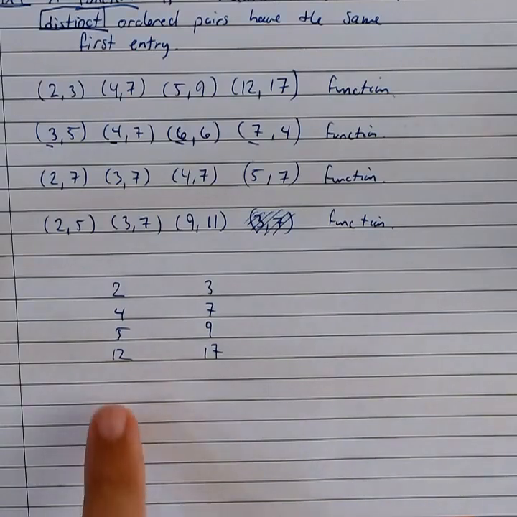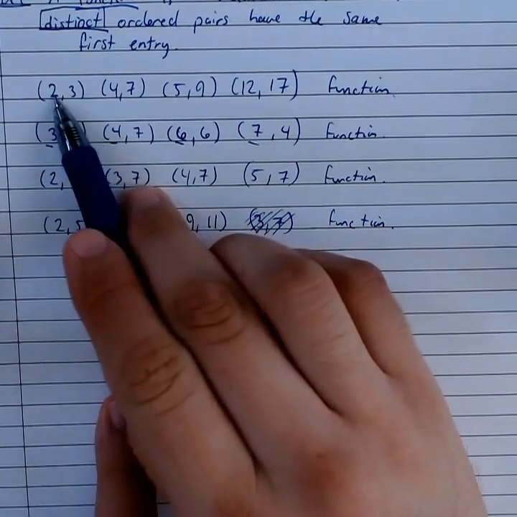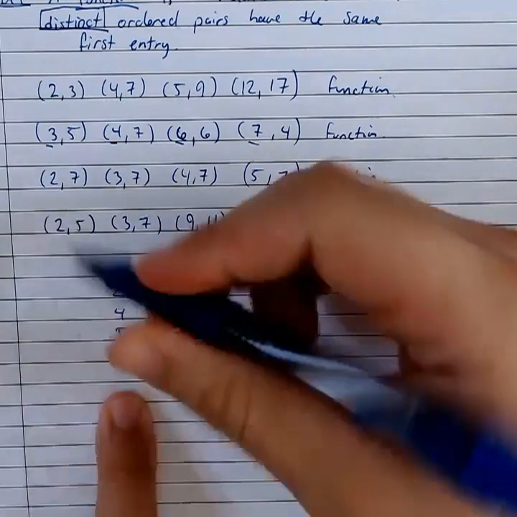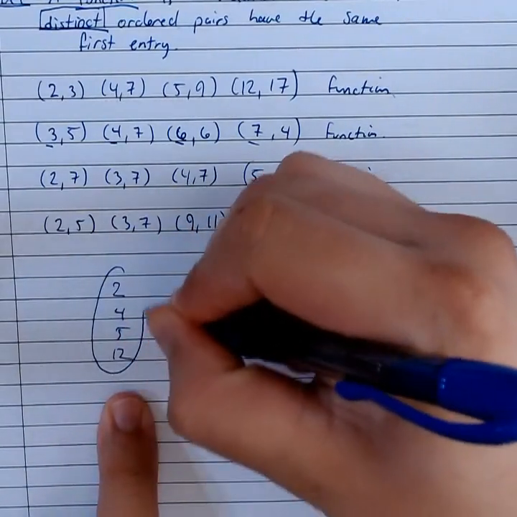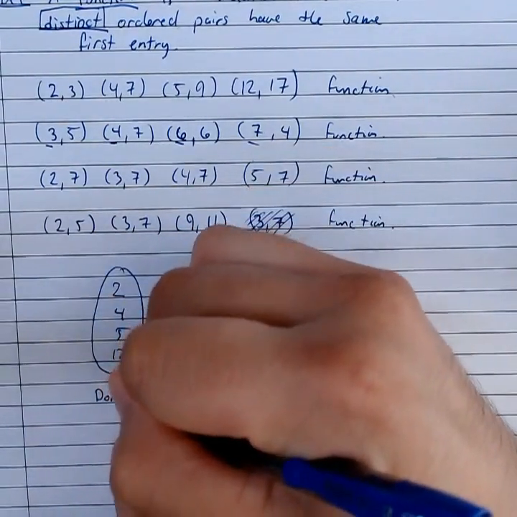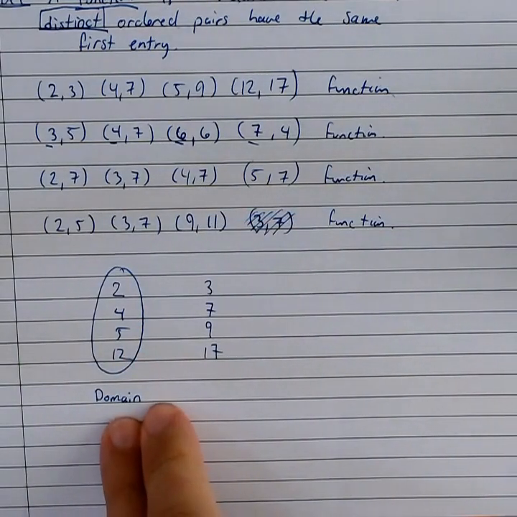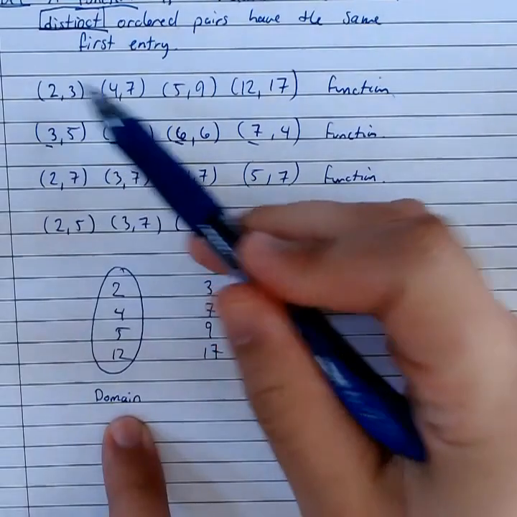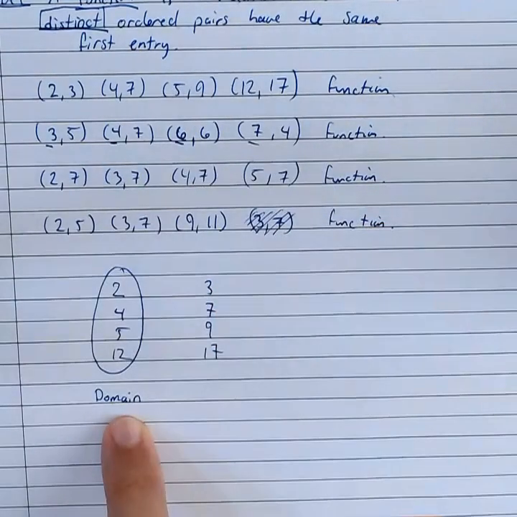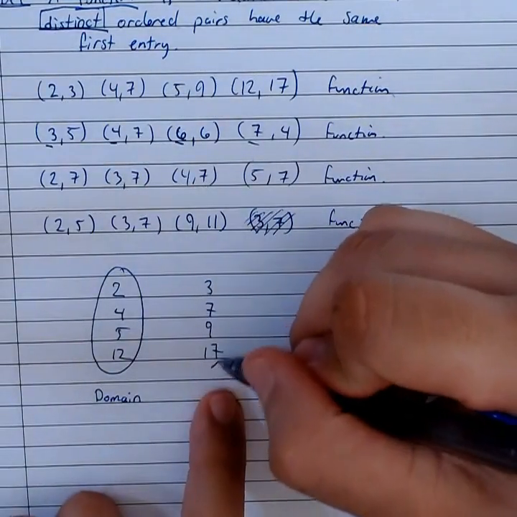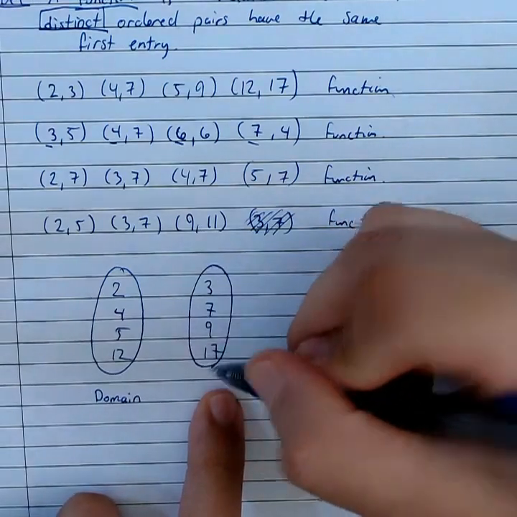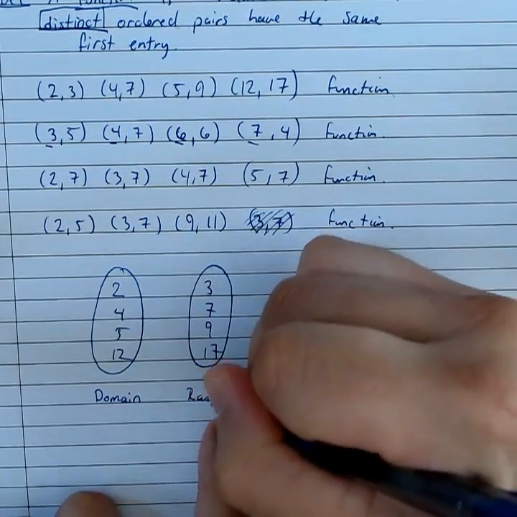Whenever you take all of the first entries of a function and write them together, that group is called the domain of a function. We'll be dealing with this word a little bit more in detail later, but for now, that's what we mean. When we say a domain, that means all the first entries of the function. When you take all of the second entries of a function, that's called the range of the function.